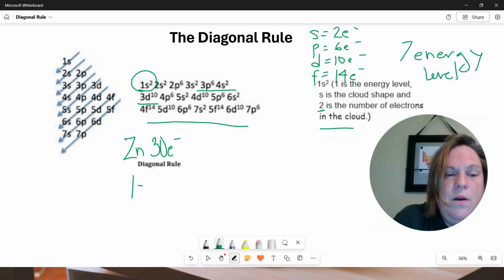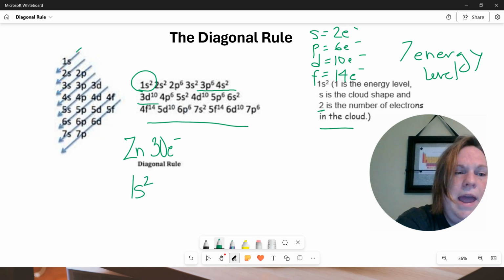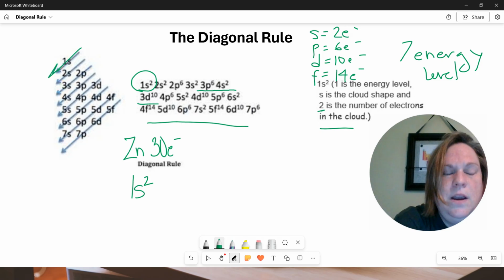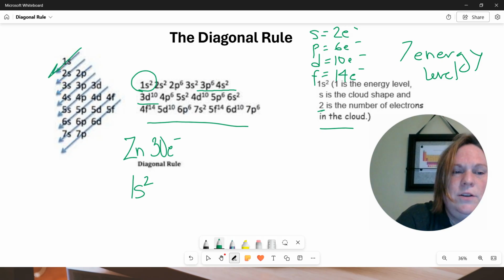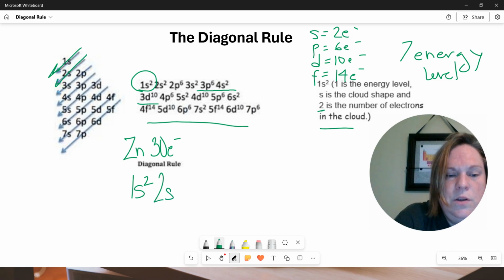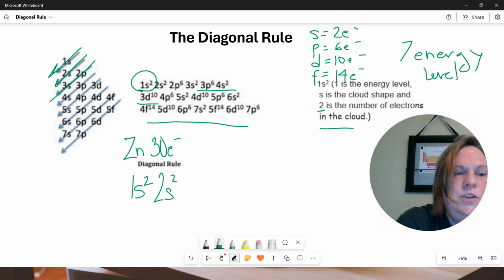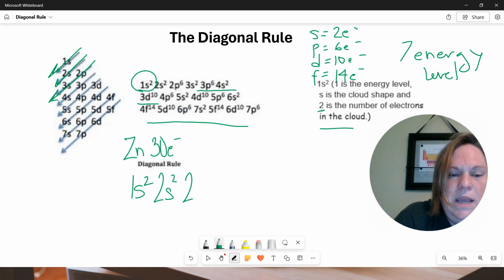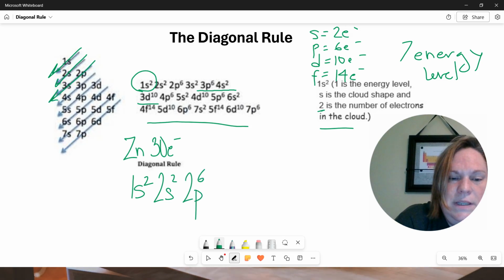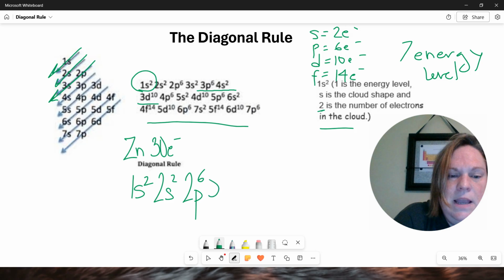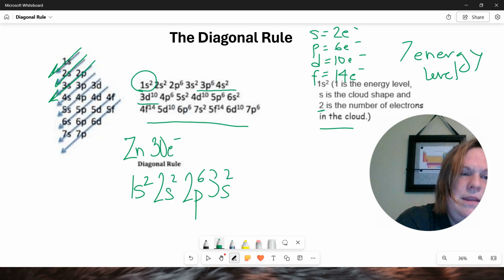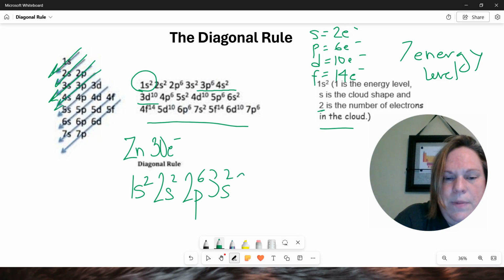So the first that I'm going to fill is the 1s, and I'm going to come down through there, 1s, and it can hold 2 electrons. The next chute is 2s, and it can hold 2 electrons. The next chute is 2p, and it can hold 6. And the 3s can hold 2. And then the next chute is 3p, and p can hold 6. And then 4s, it can hold 2.